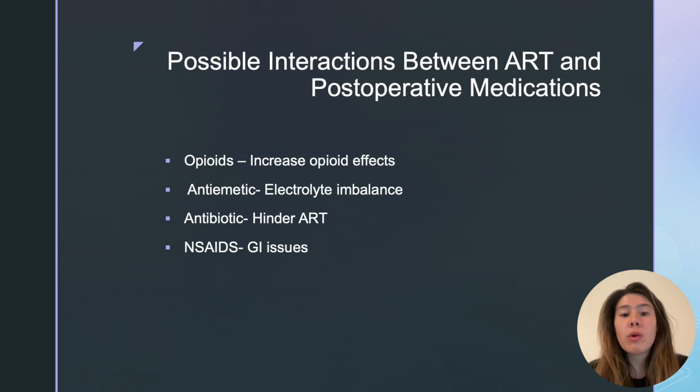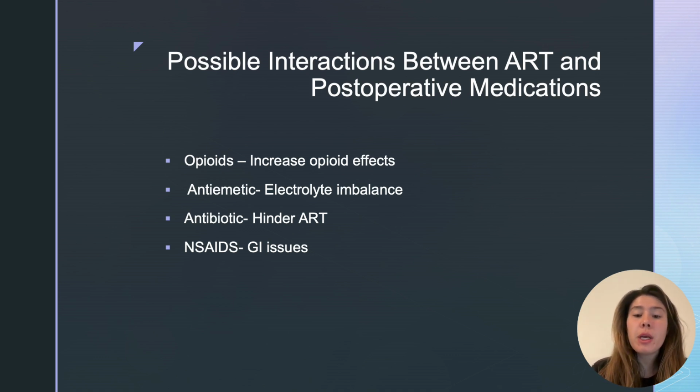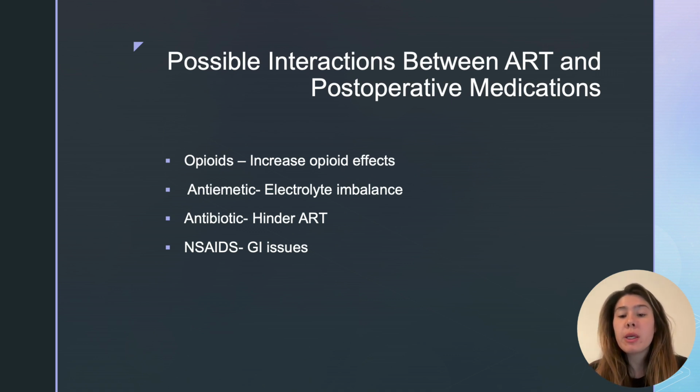The antiemetic or the nausea medicine can interact with ART by increasing nausea and vomiting, which can also cause electrolyte imbalance, which hypokalemia is a major electrolyte imbalance from the two. The antibiotics can also hinder the effectiveness of ART and affect the T cell levels, which would affect the healing. And then NSAIDs, if those interacted with the ART meds, can cause GI issues such as bleeding and upset stomach, diarrhea, and more nausea.